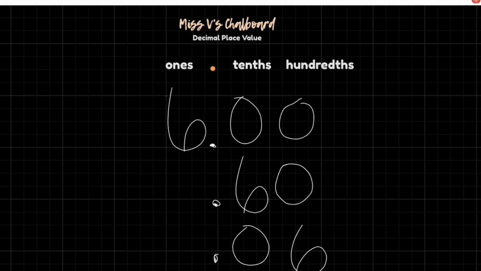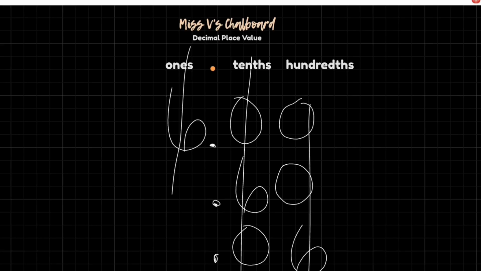So now when I go to compare, and I always start on the left with my ones, I could see that 6 ones, that would be the largest. And I go down to my tenths, I have 0, 6, and 0. So then the next biggest would be my 6 tenths. And lastly, my 6 hundredths would be the smallest.